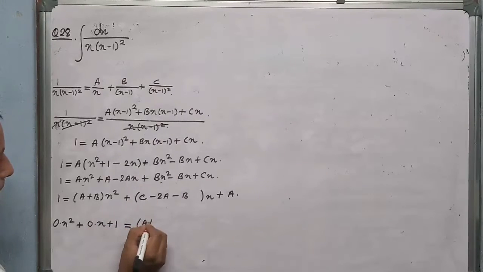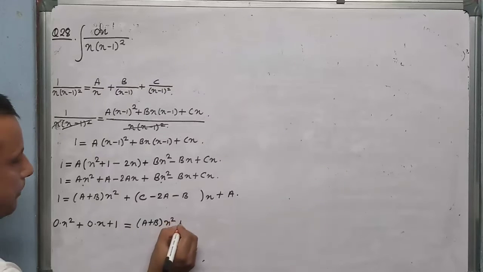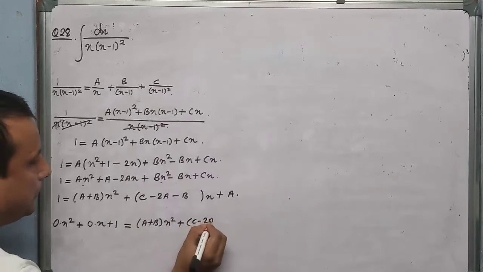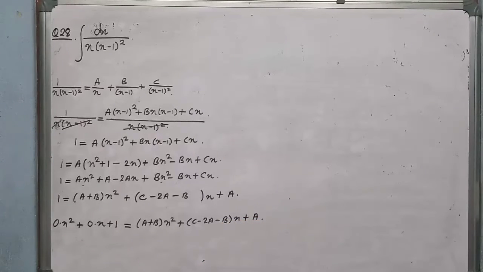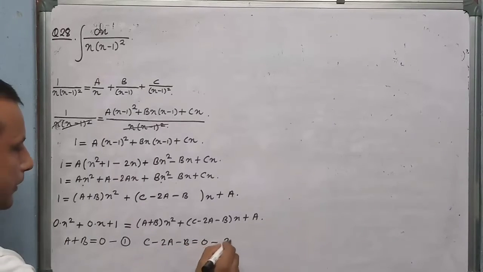Now then this one will be (a plus b) into x square plus (c minus 2a minus b) into x plus a. Now then I'll compare. The coefficient of x square is a plus b. Over here the coefficient of x square is 0. So we'll write a plus b equals to 0. Let it be equation number 1. Now next, the coefficient of x is c minus 2a minus b equals to 0. Let it be equation number 2.